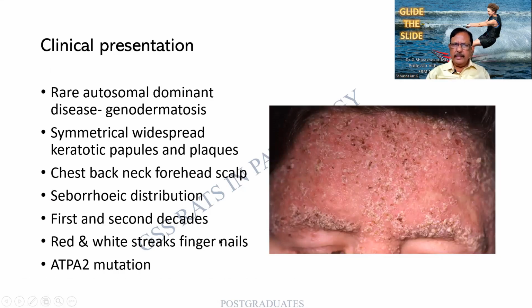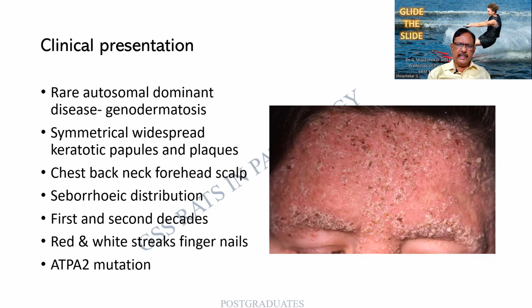So the condition is a rare autosomal dominant genodermatosis. Please appreciate the symmetrical keratotic papules and pustules. There is some kind of incrustation that I am making out over here. Chest, back, neck, forehead, scalp, these all can be sites. Seborrheic in distribution. The first 2 decades are involved. Sometimes it can be found in a slightly older patient also.